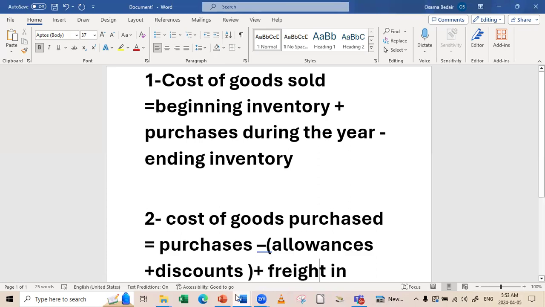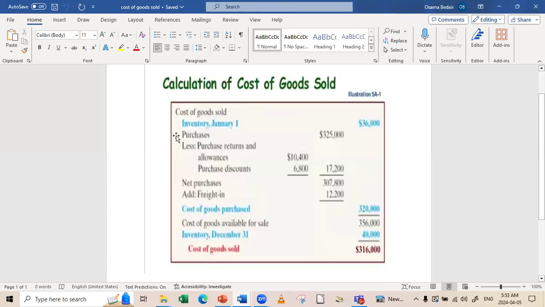And here I will go just now to watch this. Here it is. The cost of goods sold will equal inventory at the start, which was 36,000. The numbers in blue are the main numbers which we want. This is the beginning inventory plus the cost of goods purchased during the year, minus the ending inventory at the end of the year. So we said the inventory at the start was 36,000 plus the cost of goods purchased, which is 320,000. How did I get the cost of goods purchased?